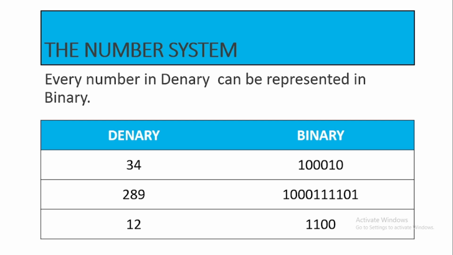100010 in binary. So we have 34, that is the binary representation. Then we have 289, with its binary representation as 1000111101. That is the binary representation of 289. Then we have 12, whose binary representation is 1100. So how do we convert from binary to binary? This is a topic on its own that we have looked at. You can watch that particular video too on how to convert from binary to binary.